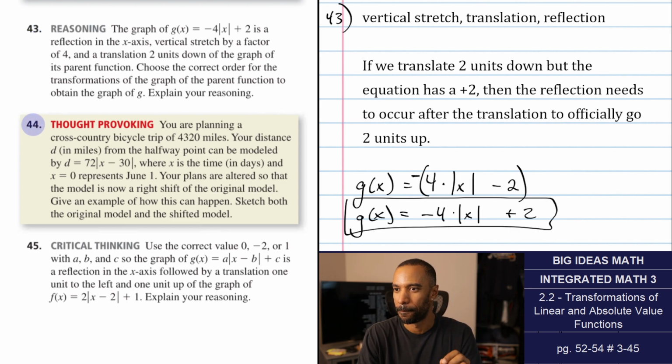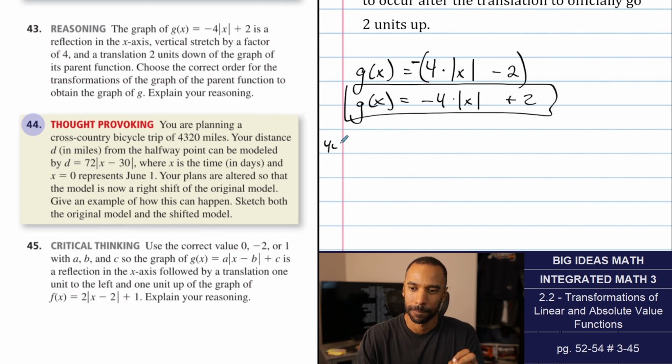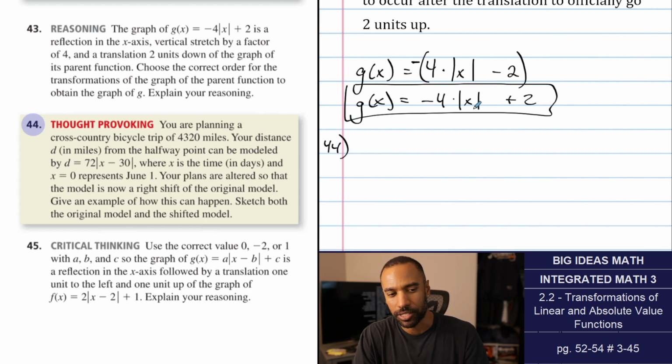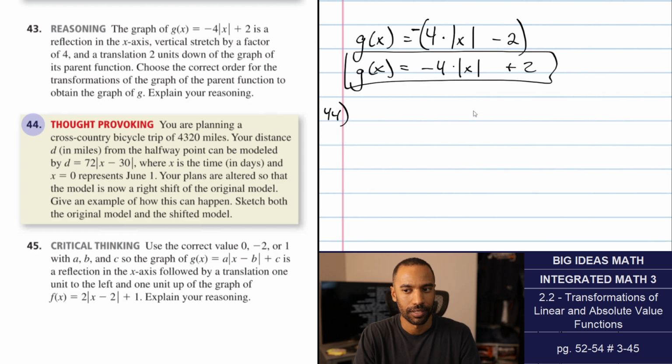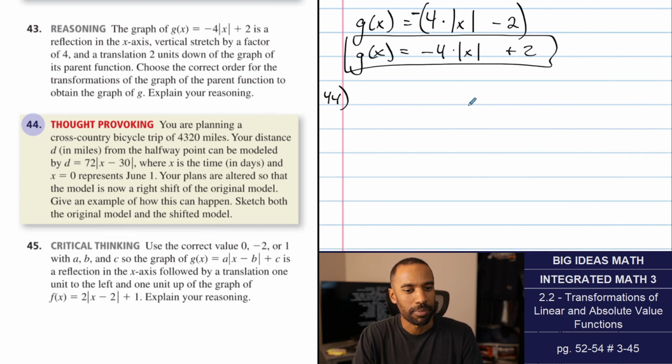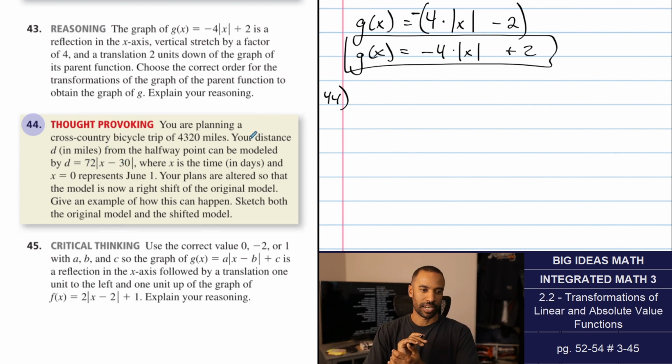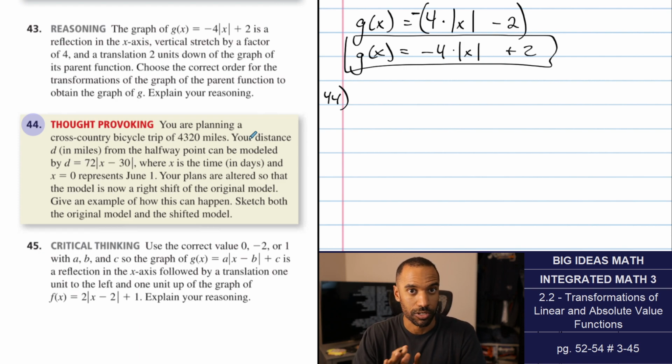All right, number 44. You are planning a cross-country bicycle trip of 4,320 miles. Your distance d in miles from the halfway point, sounds like an absolute value thing, can be modeled by d equals 72 times absolute value of x minus 30, where x is the time in days and x equals 0 represents June 1st. It's my mom's birthday. Your plans are altered so that the model is now a right shift of the original model. Give an example of how this can happen. Sketch both the original model and shifted model.